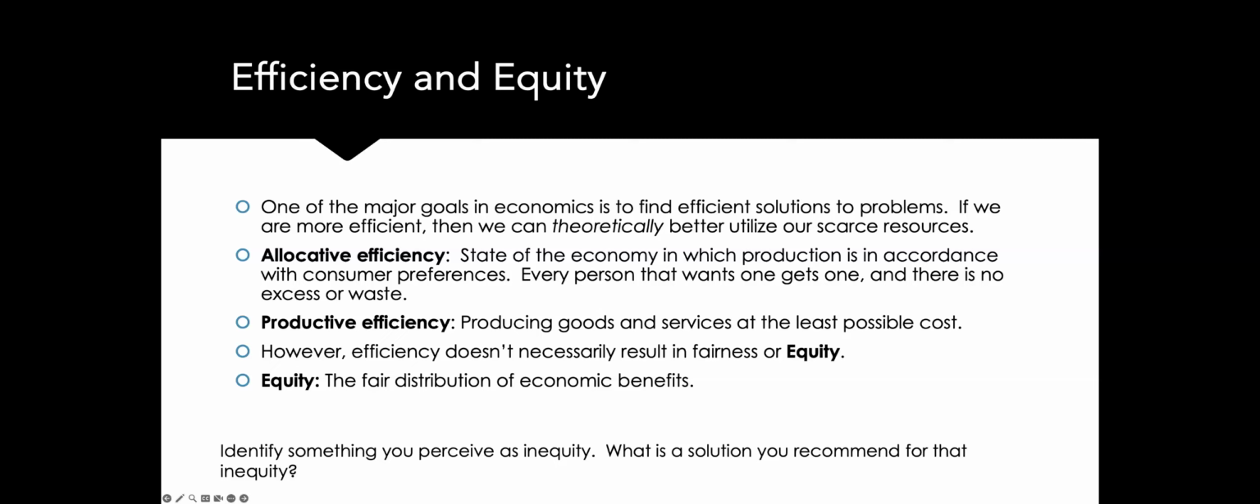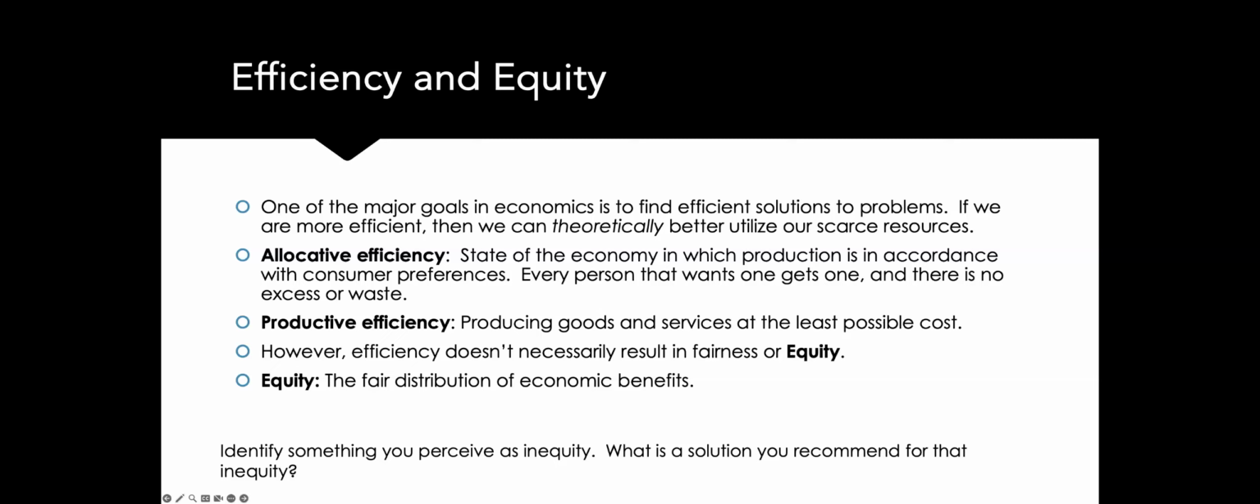And then the other type of efficiency is productive efficiency. That's producing goods and services at the lowest possible cost. Now, you might be thinking, well, producing things at the lowest possible cost usually results in junk that doesn't last, doesn't work, doesn't provide the same. It isn't made like it used to be.